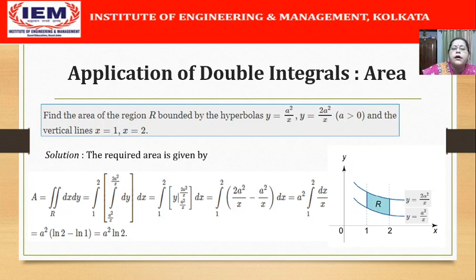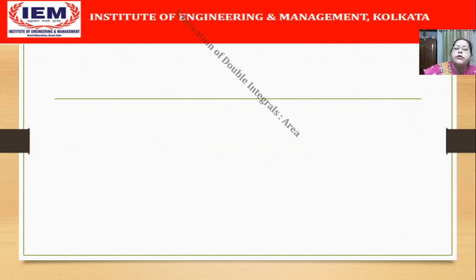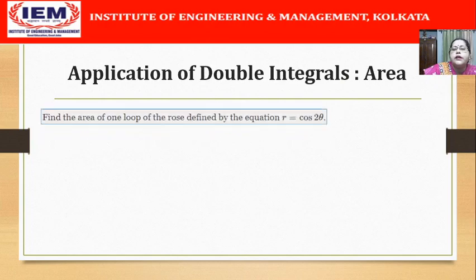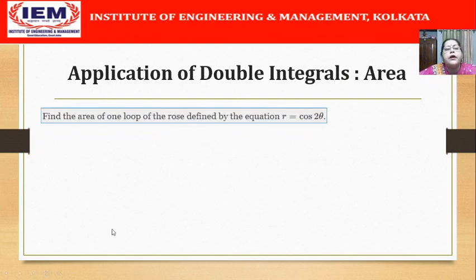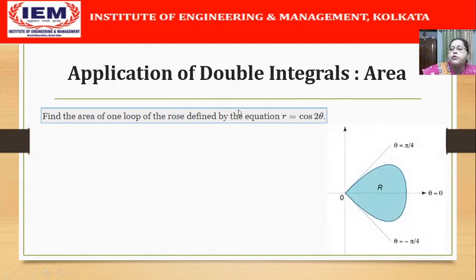Okay, so let's proceed with one more example. But now we will see an example in polar coordinates. Find the area of one loop of the rose defined by the equation r equal to cos 2 theta. So how does this curve look like and what will be the region? If you draw this one loop of the rose defined by this equation, it will look like this. Actually, you have another loop on the left hand side, but we have drawn only one loop.